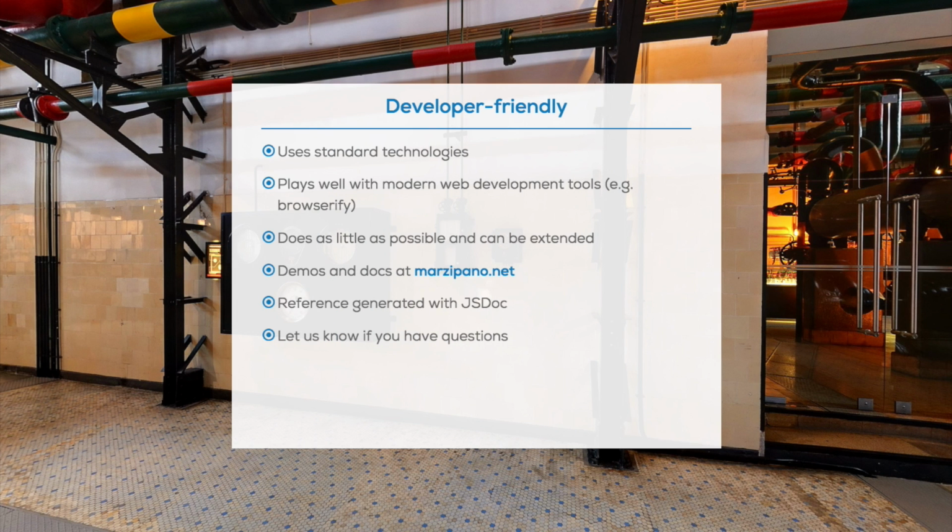For the developers in the room, we try to make it really as developer-friendly as possible. So we use standard web technologies and encourage the developer to use them. Marzipano can be used with modern web development tools such as Browserify. We really try to make the viewer do as little as possible, but allow the developer to extend it with new features. As I was saying before, we have these demos on our site and the source code on GitHub for the demos. And there is also documentation. If you still need some help on how to do something, you can just send us an email and we'll be happy to help.